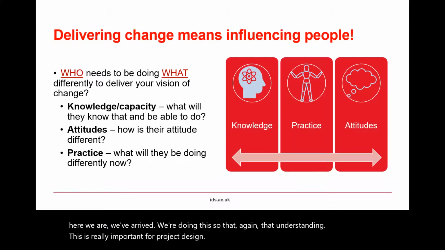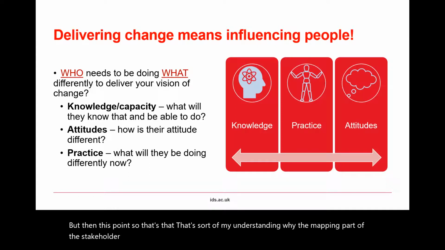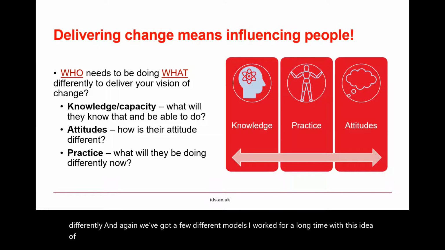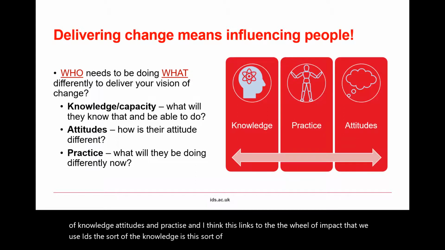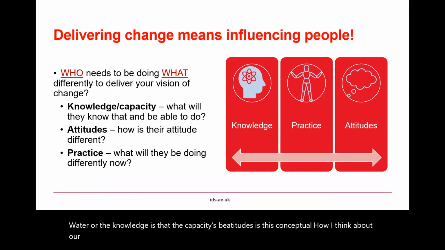That's my understanding of the mapping part of the stakeholder analysis. But then the change part is really about who needs to be doing what differently. Again, we've got a few different models. I worked for a long time with the idea of knowledge, attitudes, and practice, and I think this links to the wheel of impact that we use at IDS. The knowledge is the capacities, the attitudes are conceptual, how I think about a problem, and the practice is what they actually do differently.